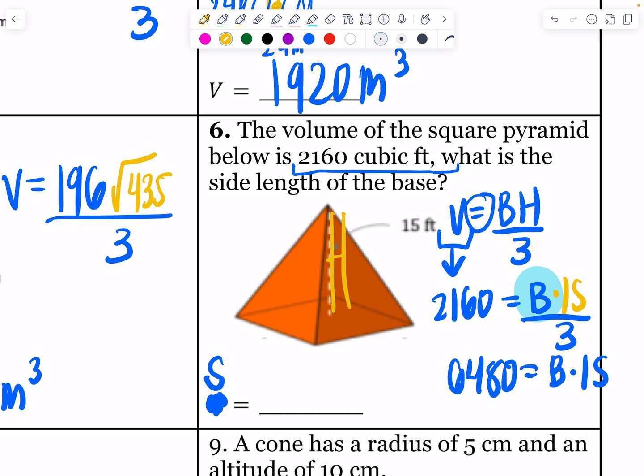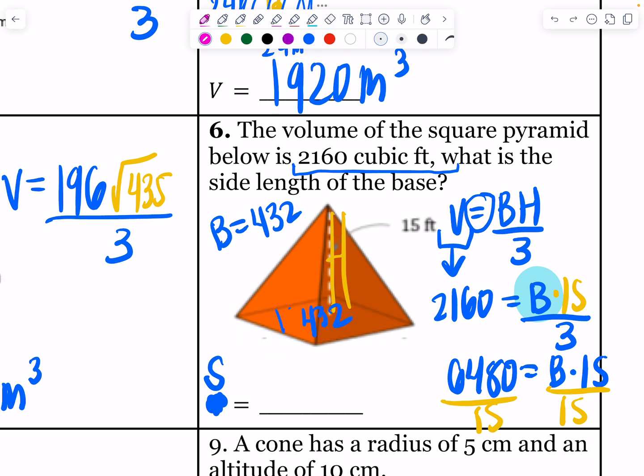So we know we're just going to end up dividing both sides by 15. That is going to give me the area of the base. The base area is equal to 432. It wants to know, if that's the area of the base, then what is the side length?